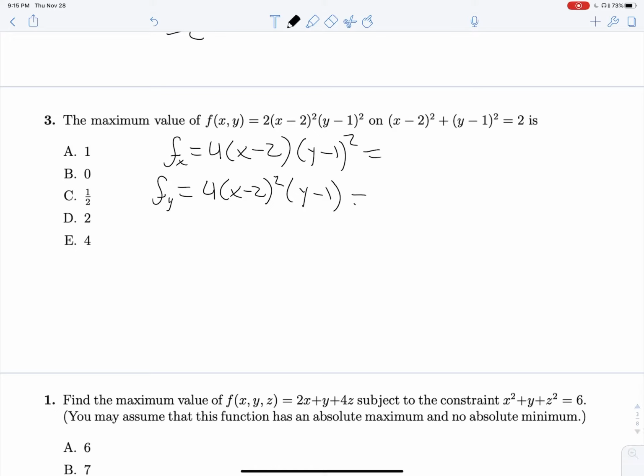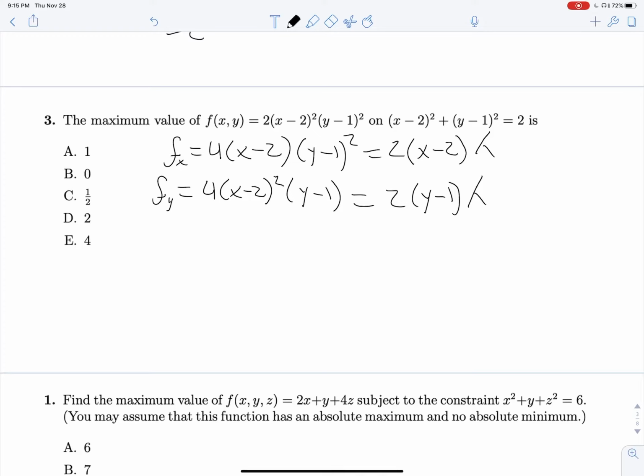And these guys are equal to 4 times x minus 2 lambda and 2. Oh, where'd I get that 4 from? I don't know. It's supposed to be a 2. And 2 times y minus 1 lambda. Okay.